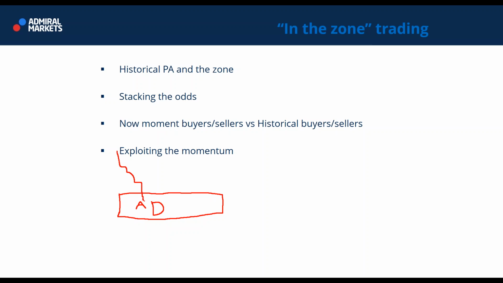Trader B is waiting for EMA or SMA cross. So what will happen 99% of the time? The price will go here, let's say, for example, and EMA crossover will happen here. So this is trader B. So trader B got into a late entry.